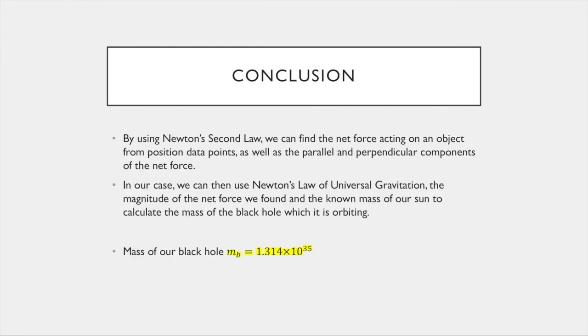In conclusion, by using Newton's second law, we can find the net force acting on an object from position data points, as well as the parallel and perpendicular components of the net force. In our case, where a sun is orbiting a black hole, we can then use Newton's law of universal gravitation, the magnitude of the net force we calculated, and the known mass of our sun to calculate the mass of the black hole which it's orbiting. We found that the mass of our black hole is 1.314 times 10 to the 35 kilograms.